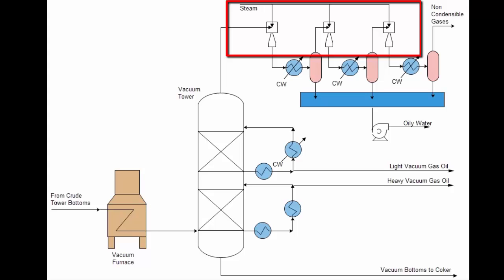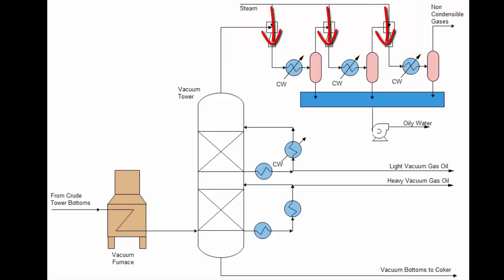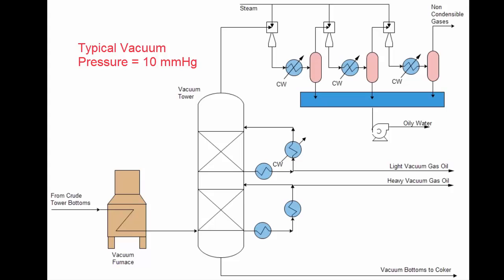This is a converging divergent nozzle where the velocity of the steam increases as it moves through the middle or restricted area of the nozzle. This causes the pressure to decrease in accordance with Bernoulli's principle. A typical vacuum pressure is 10 millimeters of mercury. This is as opposed to 760 millimeters of mercury when operating at atmospheric pressure.